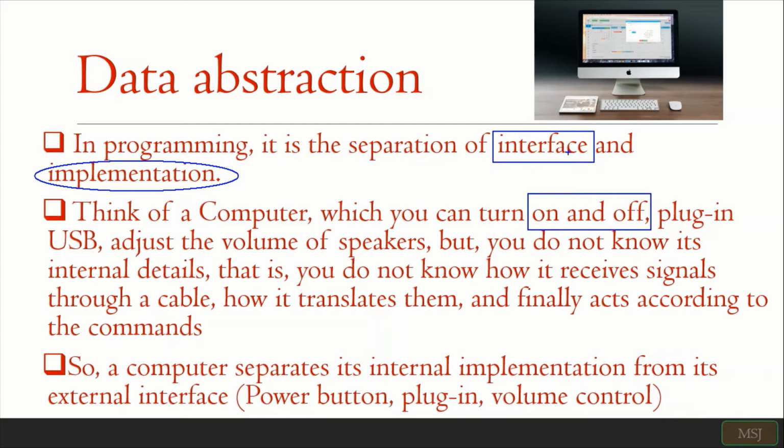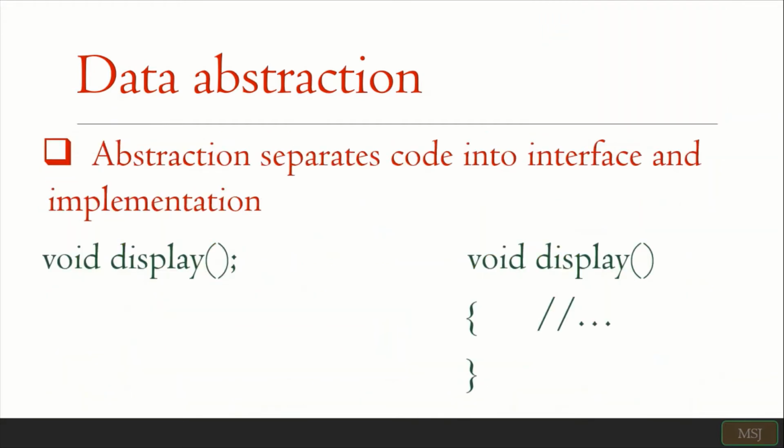So, what is the external interface here? What do you mean by interface here? Here, a switch on button or volume control, like that. These are external interfaces, right? Now, what is the actual implementation? The real work done by the computer. So internally what is happening we do not know, but externally we can press a button or we can increase the volume. This is what we call, in simple terms, data abstraction.